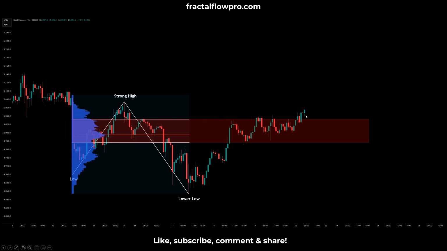The failed supply zone now becomes a valid demand zone, and a few candles later, we see price rejecting the demand zone as expected. This candle right here is the signal for the uptrend continuation, as we can see here.